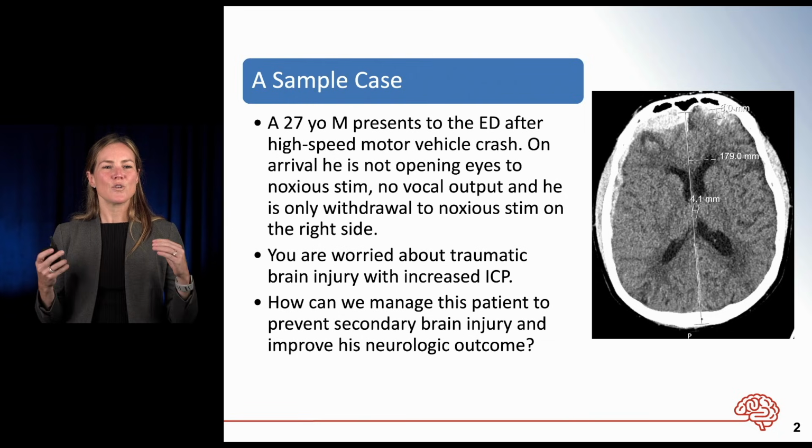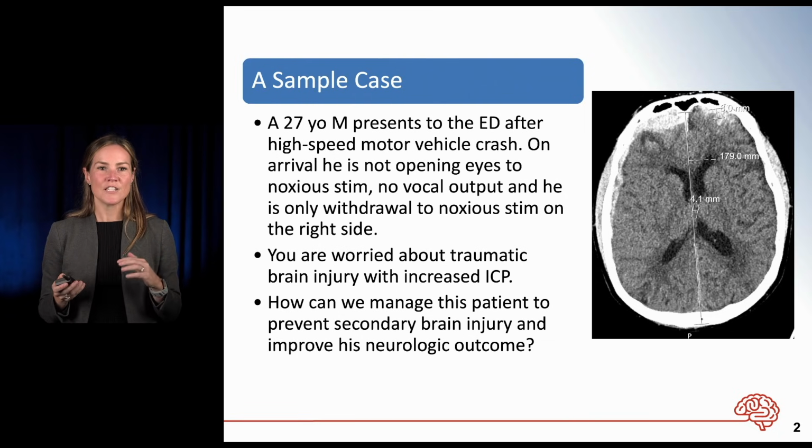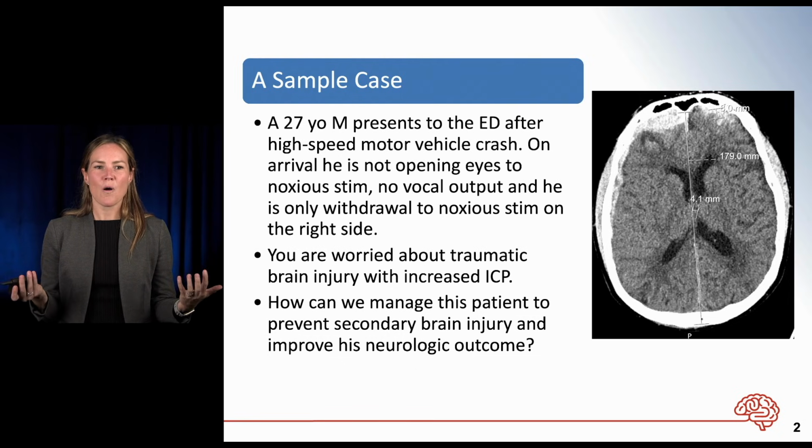This is a 27-year-old man who presents to the ED after a high-speed motor vehicle crash. On arrival, he is not opening his eyes to noxious stim. He has no vocal output, and he is only withdrawing to noxious stim on the right side. So he is a GCS of 6. And you're worried, appropriately so, about a traumatic brain injury with increased ICP.